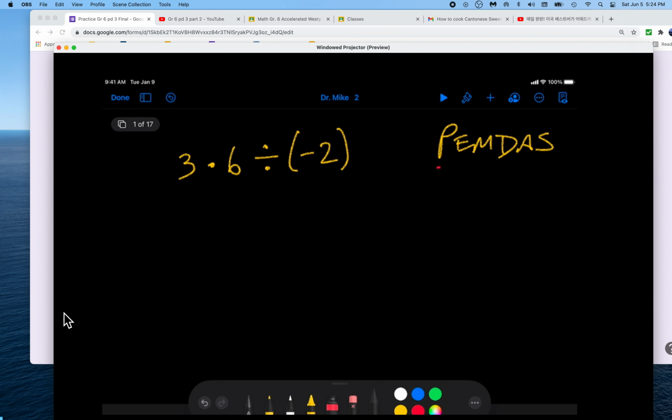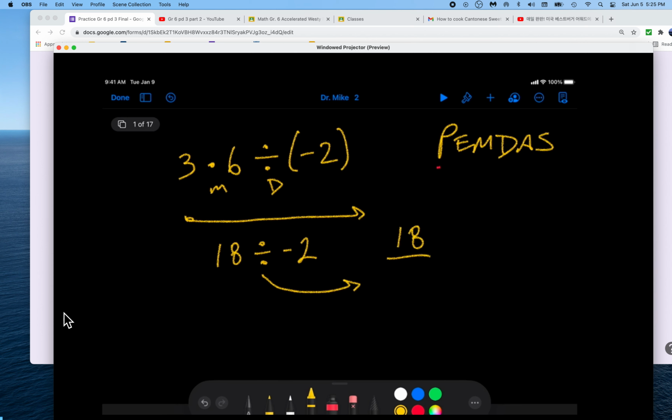We have multiplication and division. These are of equal value, so we go first come, first serve. 3 times 6 is 18. Now we have 18 divided by negative 2.